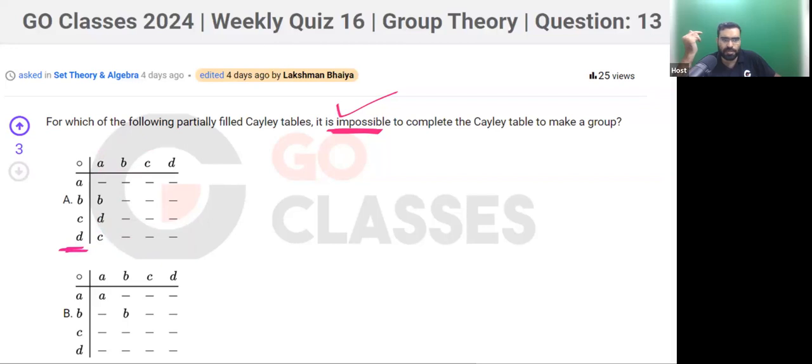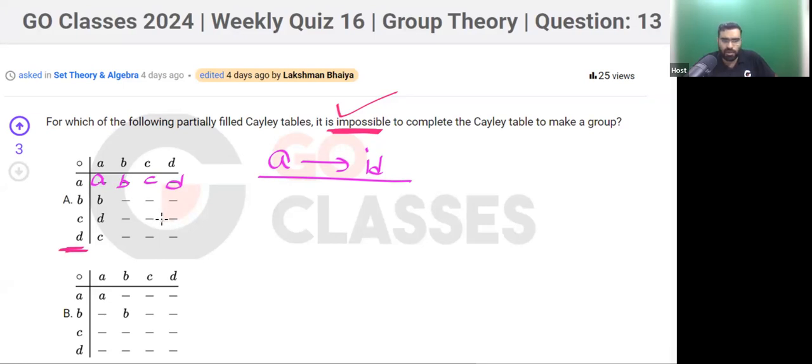So which identity element is possible? The only identity element possible is A. Agree? So A must be the identity element, right? You agree with me that A must be the identity element. Okay, so if A is the identity element, then I will write A, B, C, D here. Okay, is this point clear?